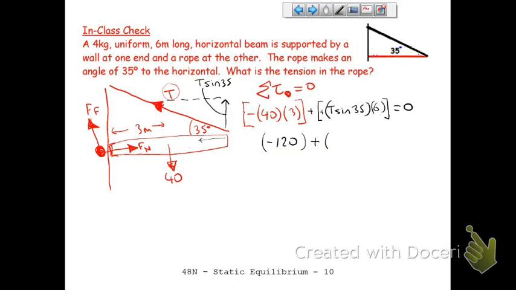Added to 6 sine 35. So that's going to be 3.44 plus 3.44 T is equal to 0. So T is equal to 120 over 3.44, which equals 120 divided by 3.44 equals, and I'm getting 34.9.